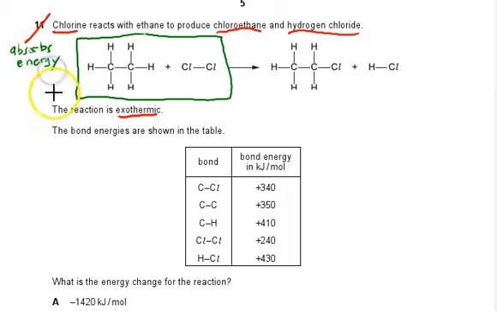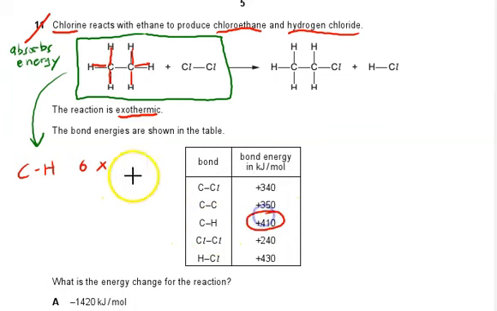So let us calculate the total energy absorbed. If you look at the C-H bonds, 1 2 3 4 5 6, here we have 6 times the C-H bond energy, which is about 410. Let me erase and we will count for the rest.